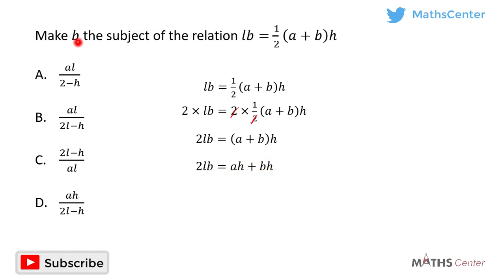We want to make B the subject, so we have to make sure that the terms containing B stand on one side of the equation. And so I'll bring BH from the right hand side to the left hand side. When I do that, I'm going to have 2LB minus BH is equal to AH.